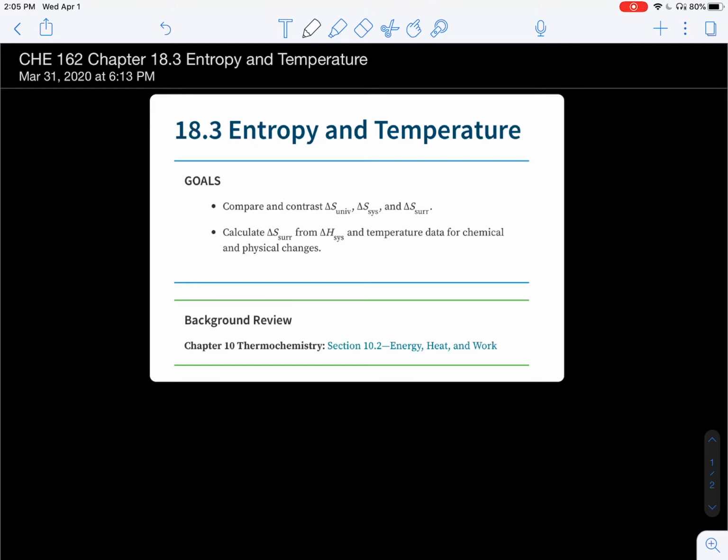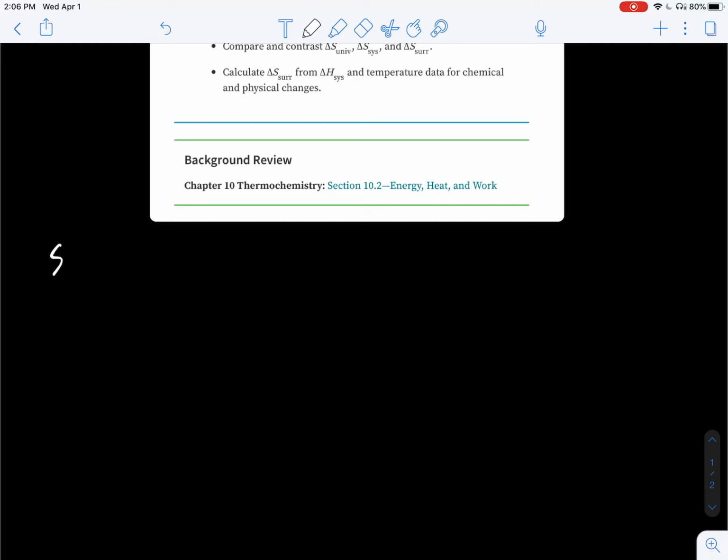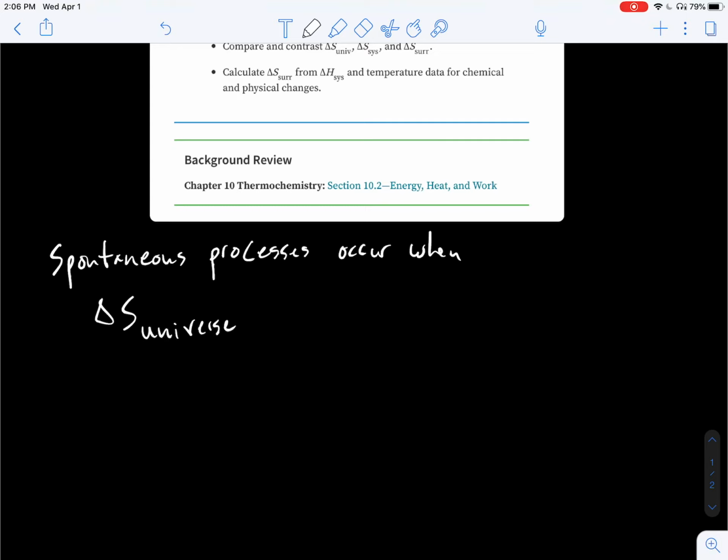So let's go back a little bit to what we talked about in 18.2. We said spontaneous processes only occur when delta S, so the entropy of the universe, is positive. If we can somehow increase the randomness or disorder of the universe, our process by definition will be spontaneous. And that's equivalent to the change in the entropy of the system. Really, this is like our chemical reaction itself. The system is the reaction, plus the change in entropy of the surroundings. That's what we haven't talked about much before.